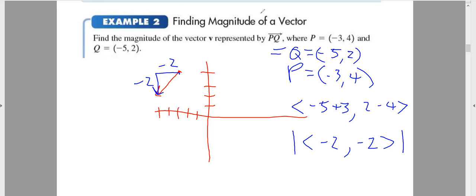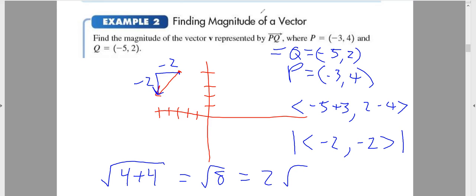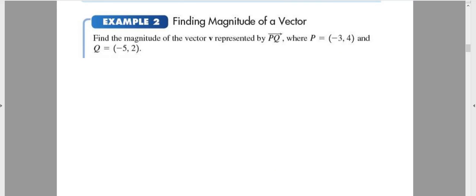I need to know what the magnitude of this is. Well, it's the length of the vector. That would be 4 plus 4. Ah, yes, 4 plus 4. Square root of 8, I believe, would be two radical 2 if you simplify it. That's not the most critical thing in the whole wide world, but that is true.